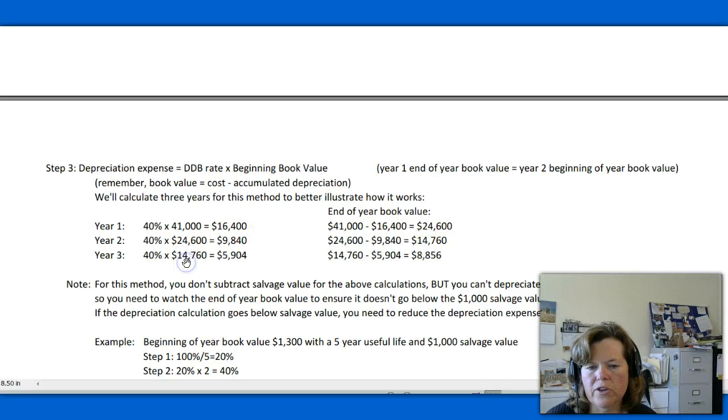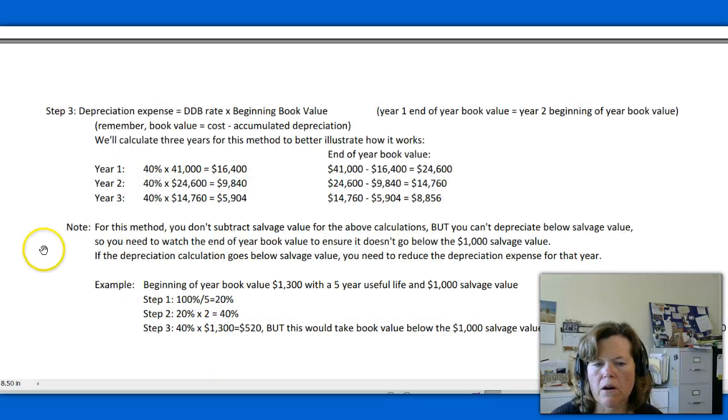That is then used over here for year 3 to calculate depreciation. 40% times the 14,760 gives me 5,904. And my book value at the end of year 3 is 8,856. So I could continue on depreciating.